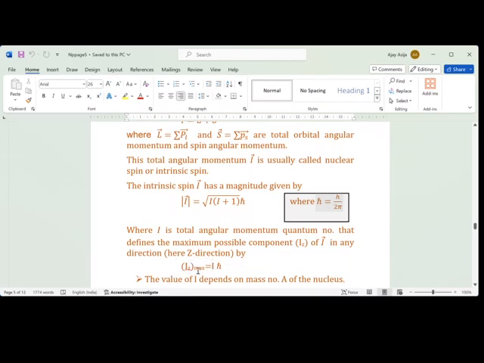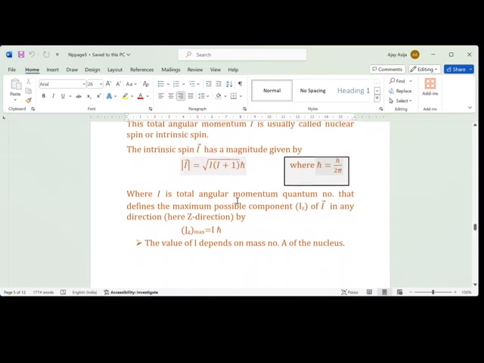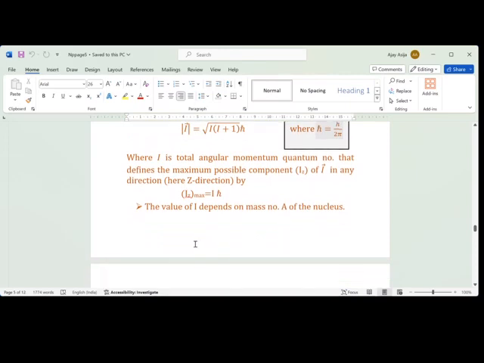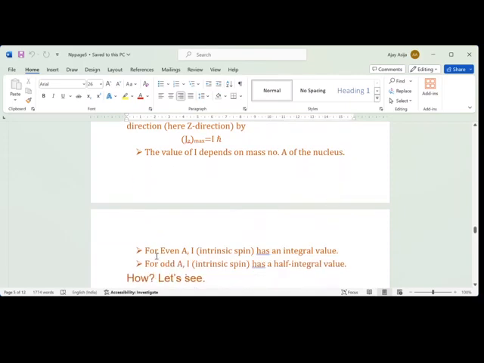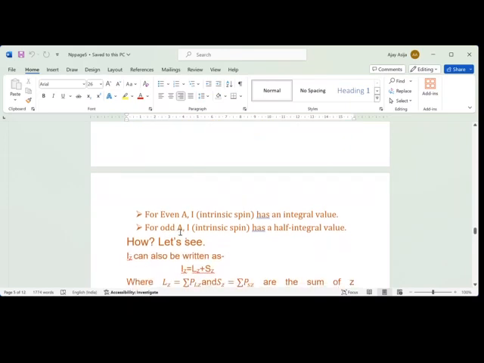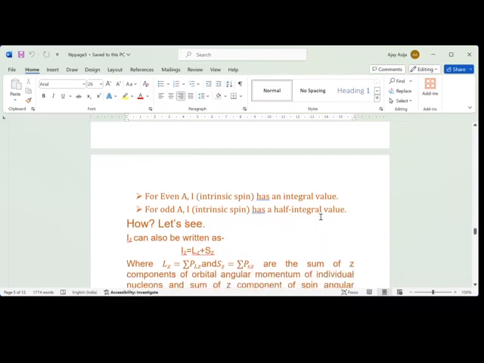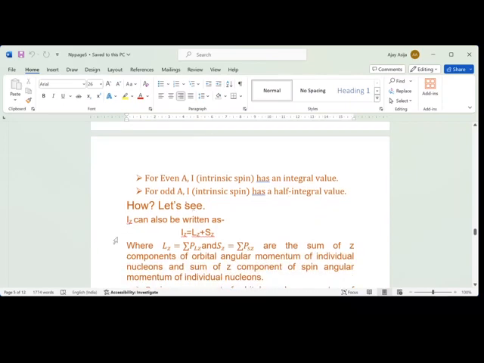If we are given Iz max, the maximum Z component of I, then we can find the total angular momentum quantum number, and we will put the value of I in this formula to get the magnitude of total angular momentum, which is called intrinsic spin. The value of I depends on the mass number A of the nucleus. If A is even, the mass number is even, intrinsic spin has an integral value, and for odd A, intrinsic spin has a half integral value. Let us see how.